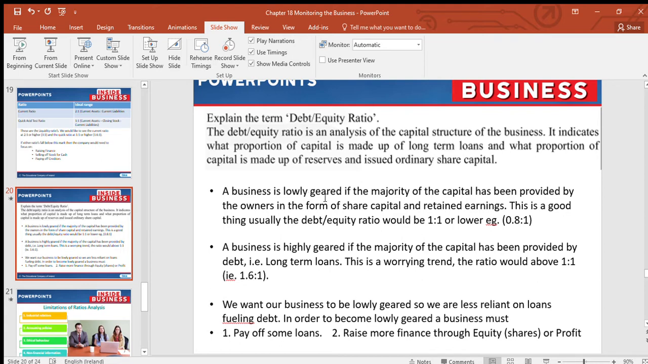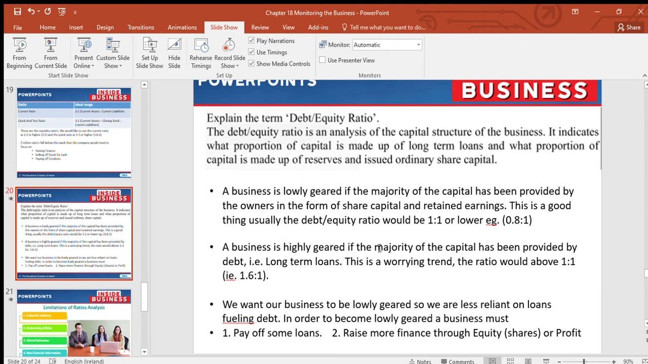So if a business is lowly geared, and I'll go through that in a second, it means the majority of the capital has been provided by the owners in the form of share capital, money that you invested yourself, or profits that you've retained through the previous years. It's a good thing. So lowly geared is a good thing. It means the debt to equity ratio would be 1:1, which is kind of the ideal range, or lower, or well, ideally we'd have it lower than 1:1. We don't want our debt to be high. We want our debt to be low. So lowly geared means that you're raising the money yourself.